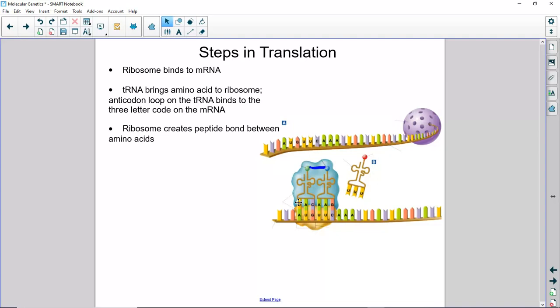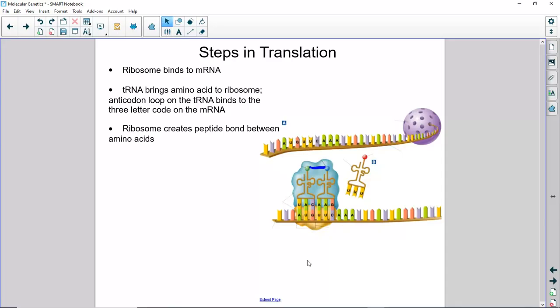The ribosome binds to the messenger RNA. tRNA brings the amino acid to the ribosome. The anticodon on the tRNA binds to the 3-letter mRNA codon momentarily. The ribosome creates a peptide bond, which you can see in blue here, between the two amino acids. So this is the catalyzing, the making of the polypeptide. So basically, that is translation taking place. It's an easy process to understand. What's the overview? What's the big picture? A polypeptide or protein is made by the ribosome through the process of translation.